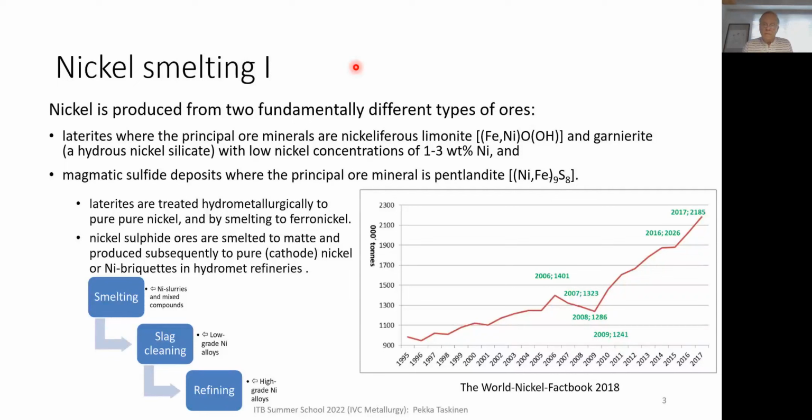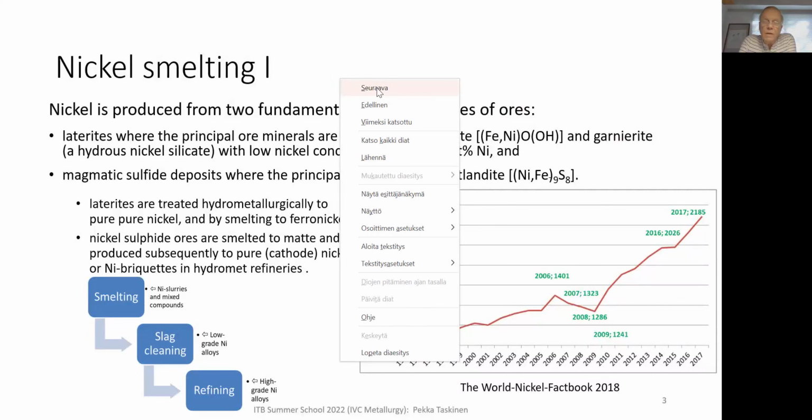And as you see from this bit old figure, the production has been increasing all the time, and also the demand certainly, and that means that, as I said, the annual production of today is around 2.5 million tons of nickel.